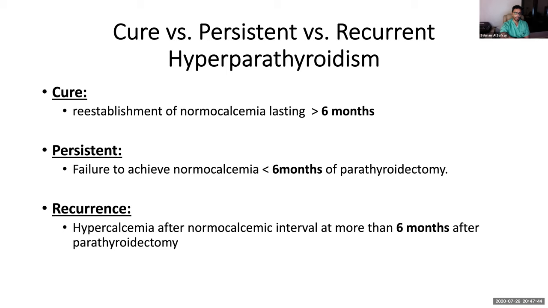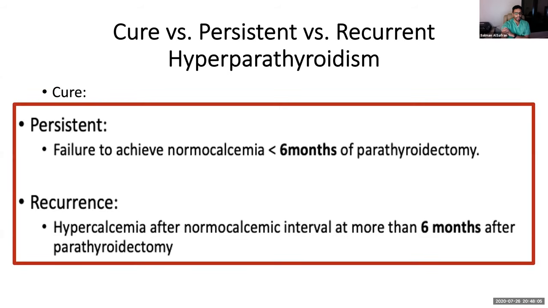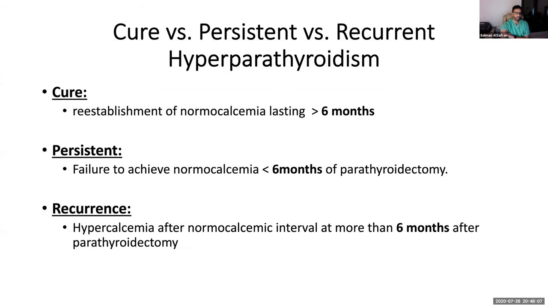And I think you should know, what's a cure, what's persistent, what's recurrent hyperparathyroidism? Cure, you consider cured if you have normal calcemia lasting more than 6 months, okay? If your calcium level is normal for more than 6 months with your PTH, then you're cured, okay? What's persistent, okay? Persistent is basically after the surgery, your calcium is high and your PTH is high, okay? For any time before 6 months from the surgery.